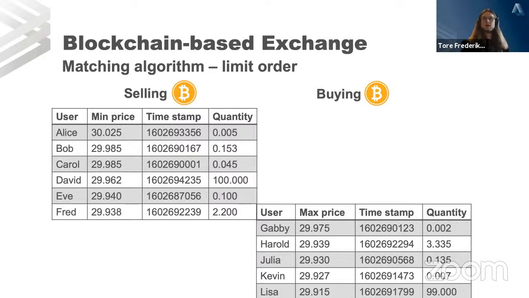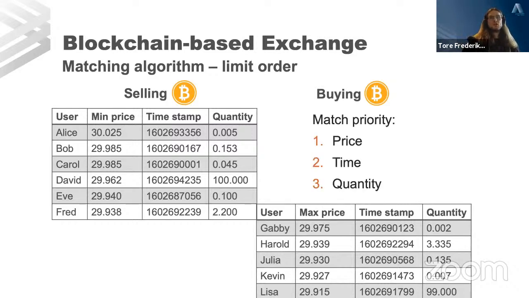So if we consider what is going on in a standard limit order approach, we basically consider a specific matching algorithm. Usually this is based on an order priority of price, time of order, and then quantity. So this means there's basically a big order book where there are selling orders and buying orders, with an identifier for the individual who placed the order of selling and of buying, containing a minimum, respectively maximum price of whatever token in question, along with a quantity and a timestamp for when this order arrived.